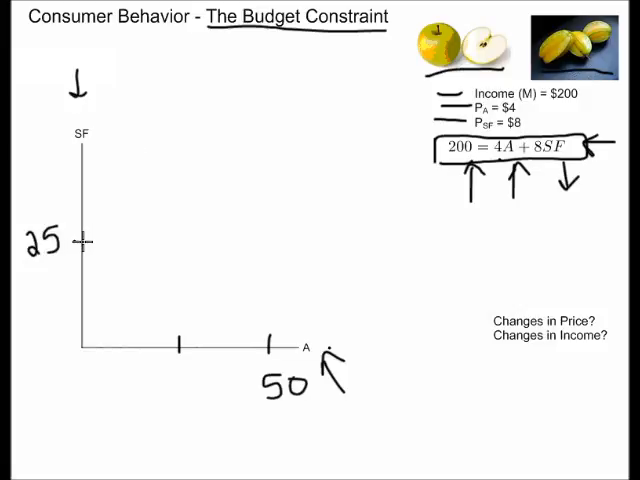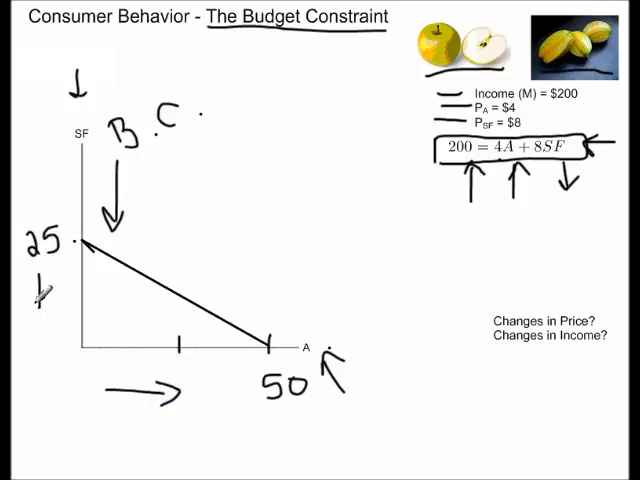If I just connect spending all of my money on star fruit with spending all of my money on apples, that line right there is what I want to call my budget constraint. It shows me all the different possible combinations of what I could spend my money on. And again, if I want to buy more apples, I can do that, but the only way I can buy more apples is if I buy less star fruit.